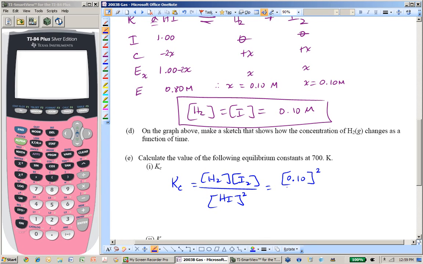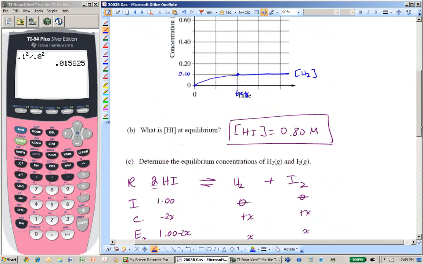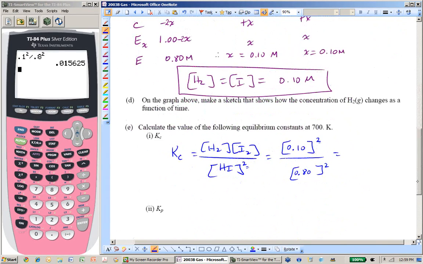for each of these, so I can just call that squared, over 0.8, also squared because of this 2. This 2 right here is because it's the same number times itself. All right, so 0.1 squared divided by 0.8 squared. And I come out with 0.0156. How many sig figs do I need here? 700 has 3. But some of the other numbers they've given me are 2. 1.0 mole, 1.0 liter. I'm going with 2. So let's call that 0.016. And it's naked. Relish the fact it's naked.